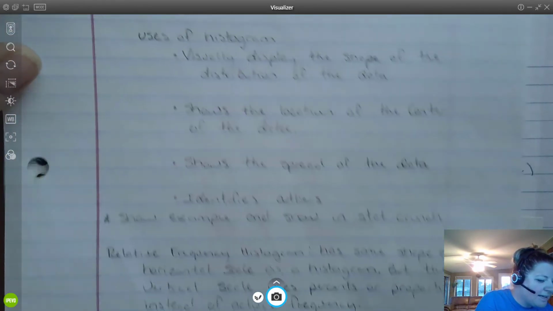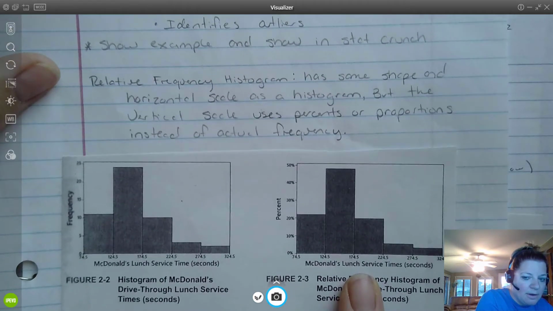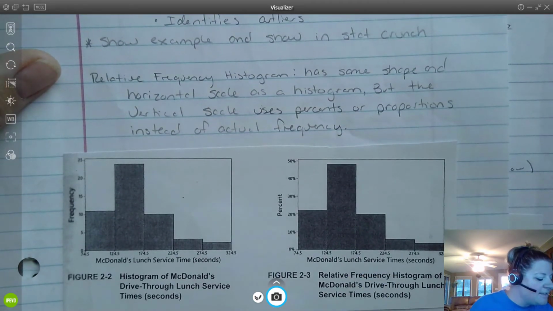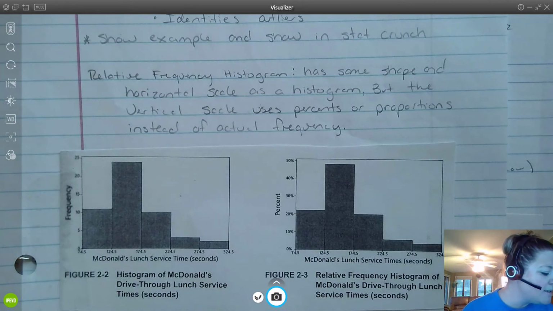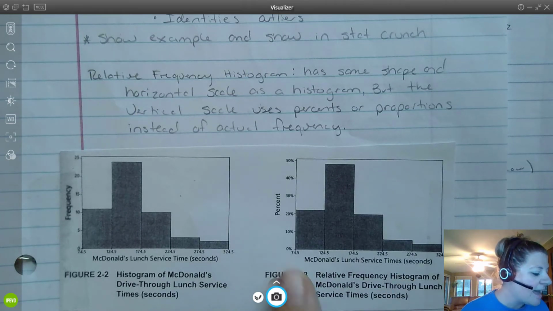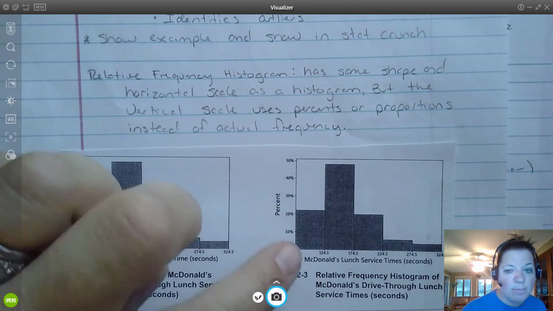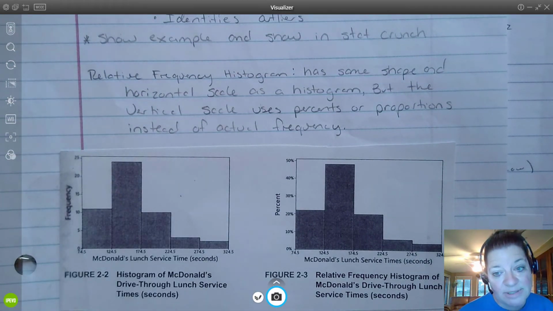What is this one here? Sorry, I shouldn't have moved that so far down. What is this one here? This is a relative frequency histogram. So a relative frequency histogram has the same shape and horizontal scale. So it looks the same and it has the same horizontal scale as a histogram, but the vertical axis is now percents or proportions instead of our actual frequency.